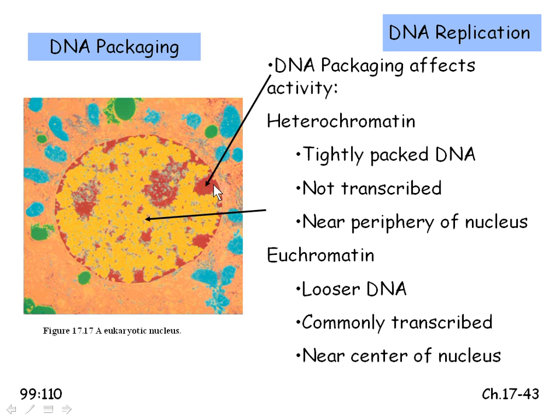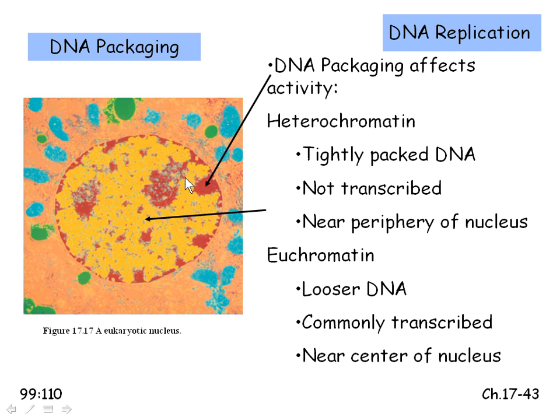It's not transcribed, so it's not actively being transcribed into an RNA or protein. And also, it's near the periphery of the nucleus. Which makes sense, because if the DNA is not being used at that moment, it's easier to simply move it to the outside of the nucleus where not a lot of activity is going on. There's actually correlation between activity, or the amount of transcription of the DNA, and where it is located in the nucleus. The yellow is a picture of euchromatin, so this arrow should be pointing to the euchromatin.